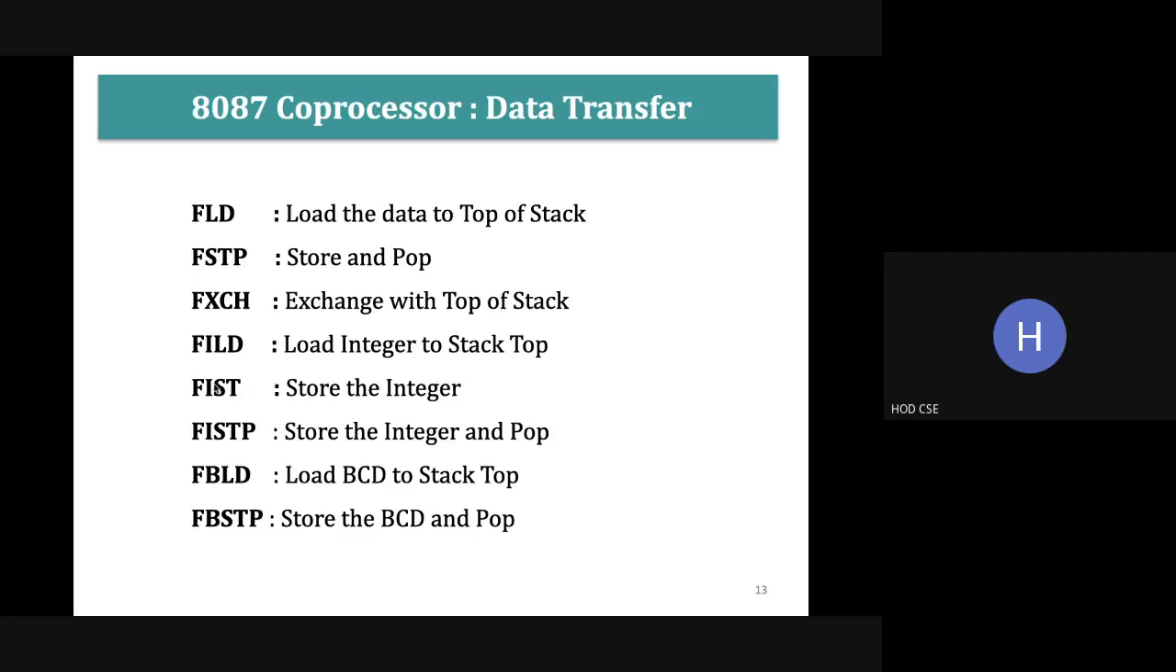Next one is here the integer value. I represents integer. So the fractional value that is in the mantissa part, we have to represent that as integer. So load the integer. FIST is store the integer, and this is store the integer and pop. Okay, store the integer and pop.